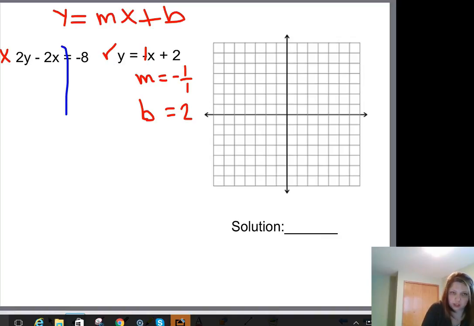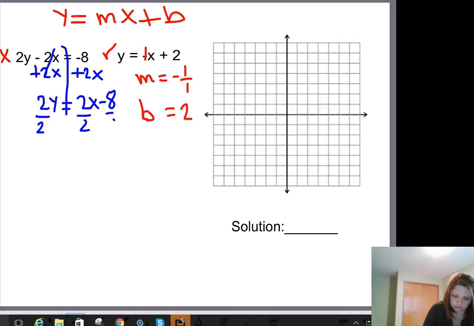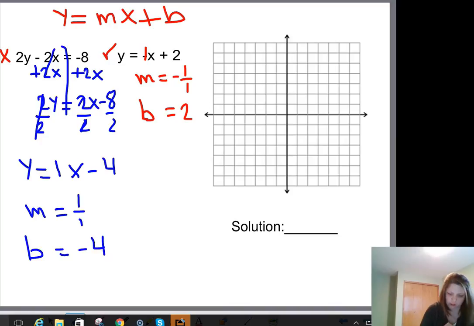Well, we will move negative 2x to the other side, and the opposite of this will be plus 2x on each side. Those two cancel, then we're going to have 2y is equal to 2x minus 8. Final step here will be to divide by 2. So those two cancel, and we're going to have y is equal to 2 over 2x, which is just 1x. And then negative 8 over 2 will be negative 4. So the slope is 1 over 1 and b is negative 4.